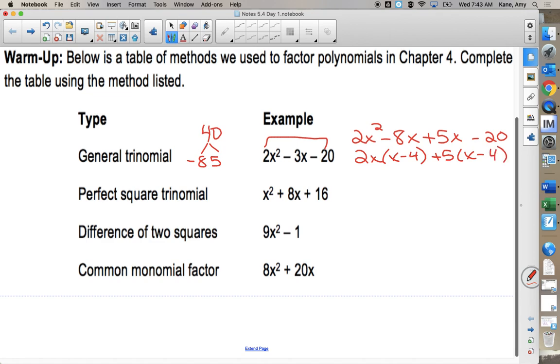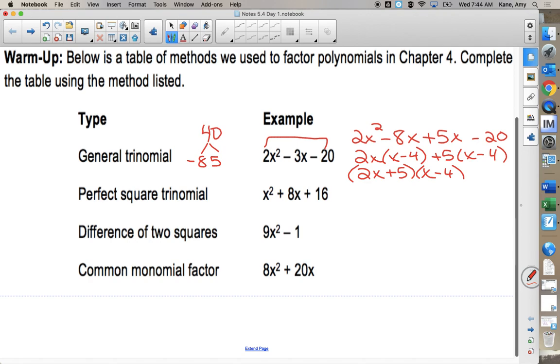So this only works if the quantity in parentheses is the same, and then you can combine the terms in front of that quantity that's the same, and then we have the x minus 4. So a general trinomial is that form ax squared plus bx plus c. That's the standard form of a parabola. That's just a general ax squared plus bx plus c.